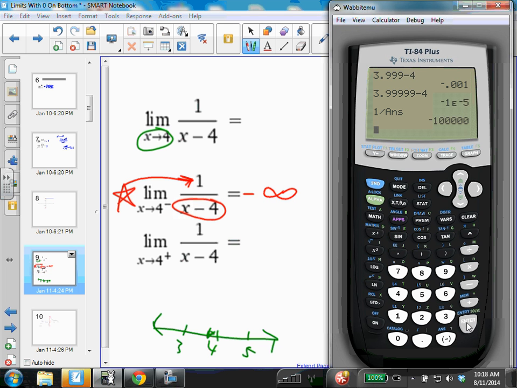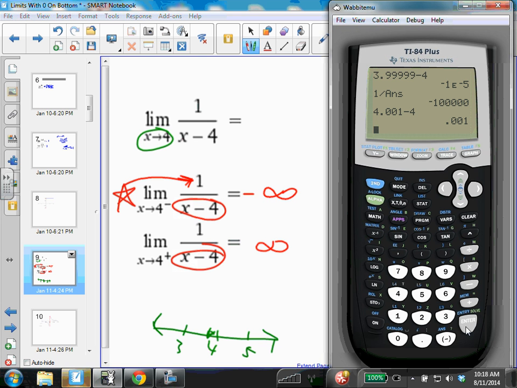Okay, good question, though. All right, so here, what's a number to the right of 4, but really, really close to 4? Okay, good. So you can see on the calculator now, if we plug in 4.001 for our x value and then subtract 4, we get a tiny positive number because we've shifted over just enough to switch it. So the bottom is going to be a tiny positive number, and a positive 1 divided by a tiny positive number is going to make a positive infinity.